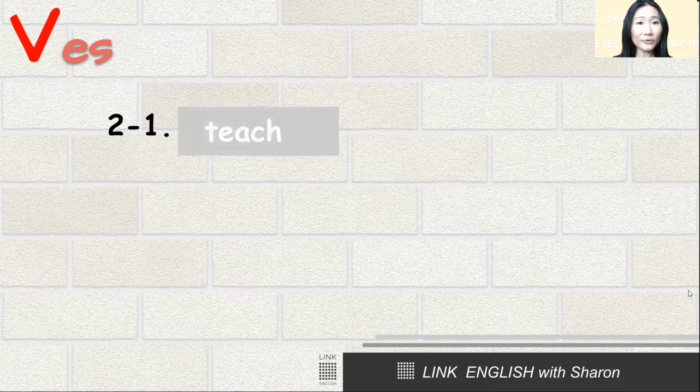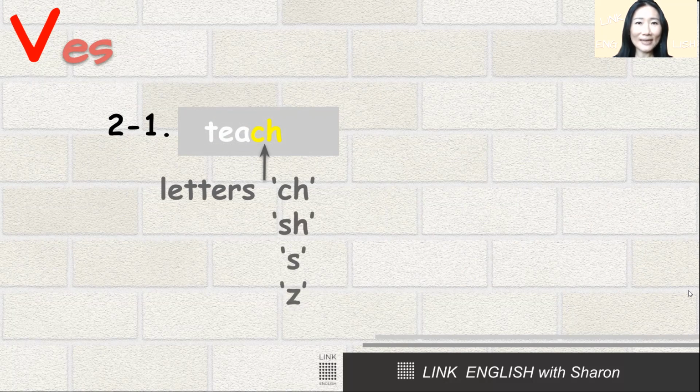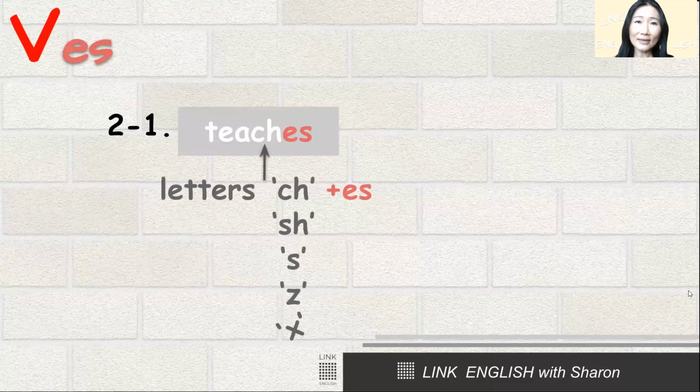There are two rules for ES. Look at teach first. When you see these letters, CH, SH, S, Z, X, we need to add ES to the verb. Teaches. It's actually because of the pronunciation. Ch, sh, z, x, or gz. We will talk about the pronunciation later.